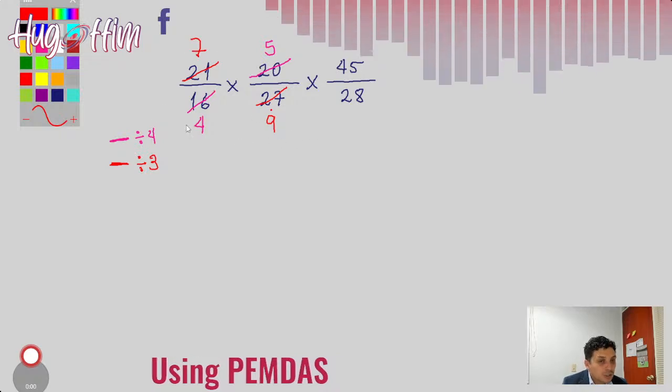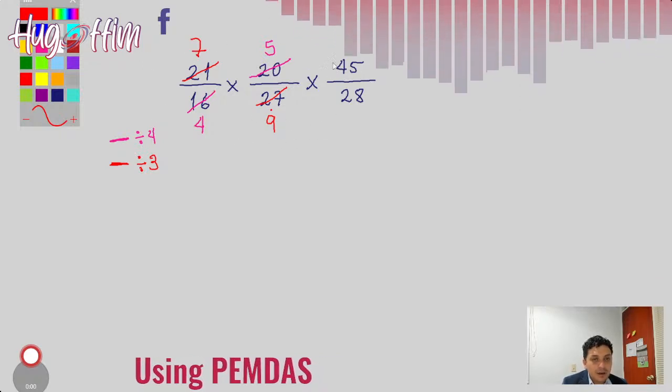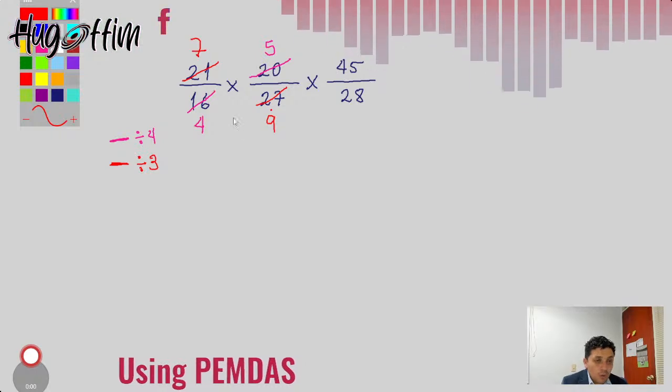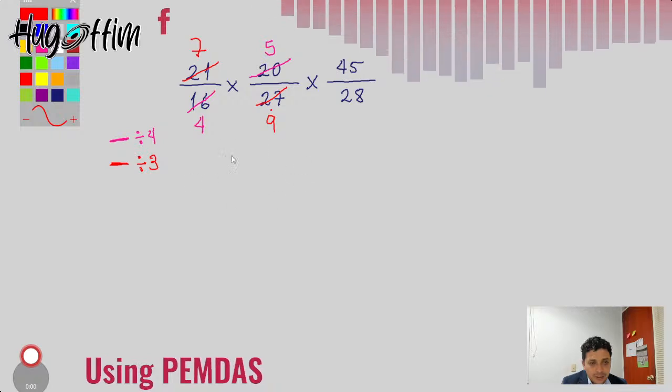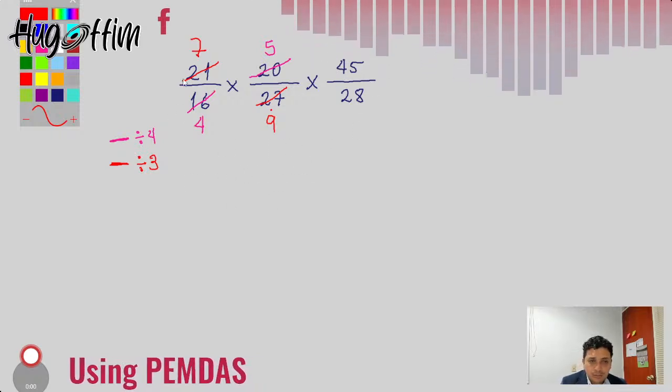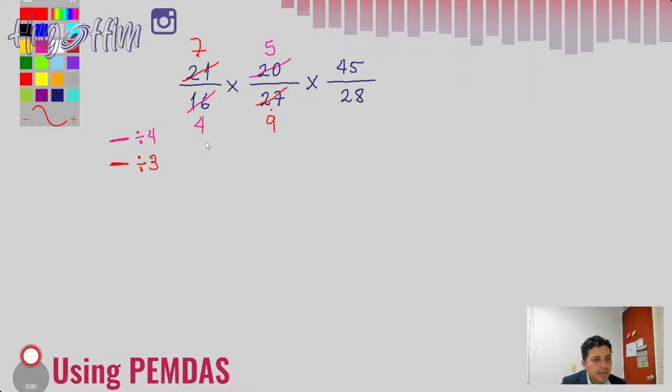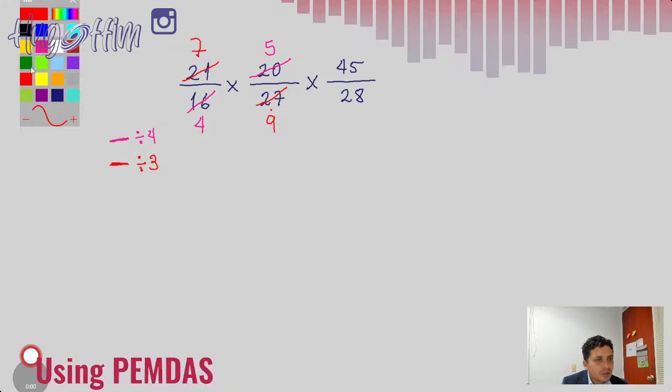Okay? Continue trying to identify common factors. Maybe if you want, you can multiply these two. Now you have the fractions here and then continue. But I'm going to keep it this way. Now I'm going to identify any other common factor.